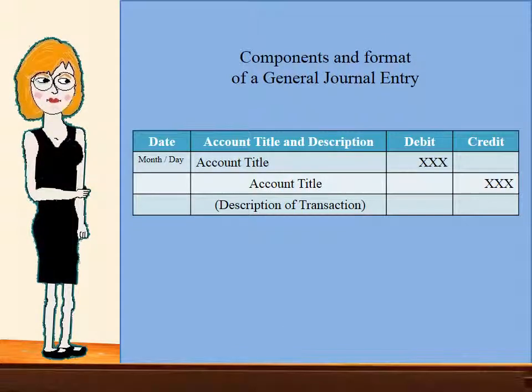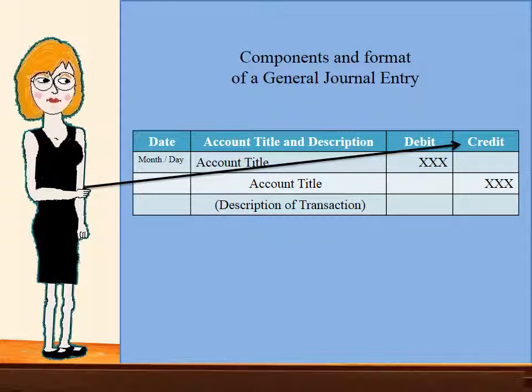The components and format of a general journal entry. You start with the date column and you put the month and day. Then there's the account title and description column, where you will have at least one debit and one credited account. The third line is a short description of the transaction.